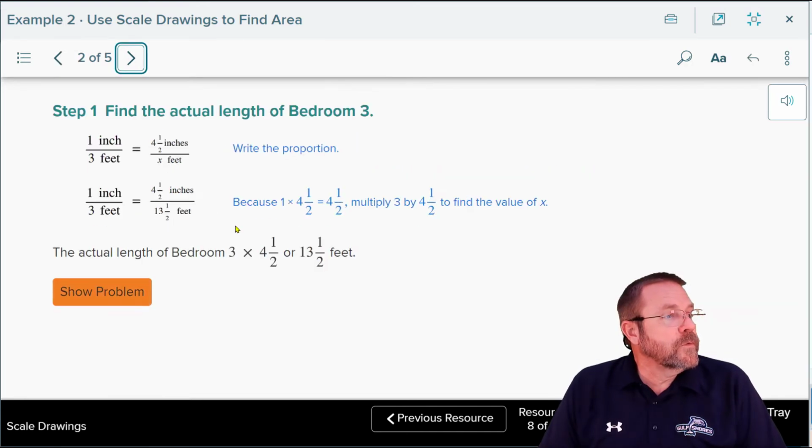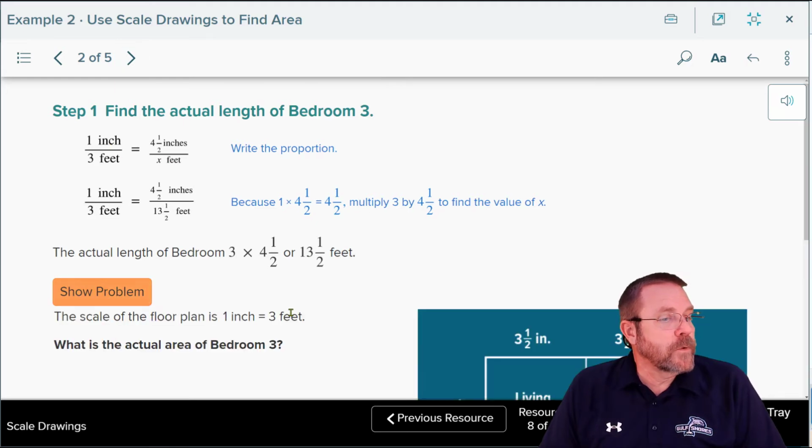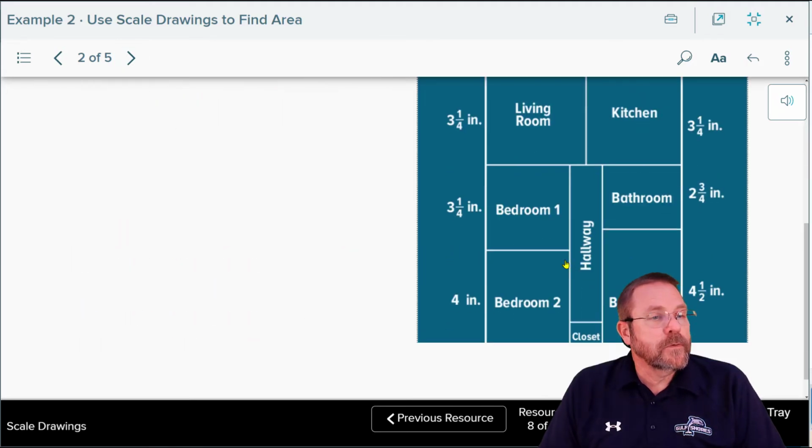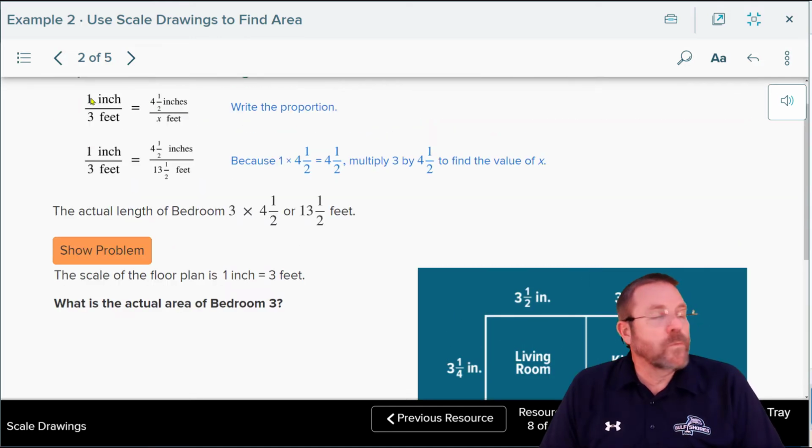To work through this, they set up their proportions. First, let's show our problem here. You had a distance that's going to be 4.5 inches, this one right here. So they said 1 inch is to 3 feet, as 4.5 inches is to x feet. You do need to do your cross products like I taught you, and that means that you're going to have an actual length there of 13.5 feet.